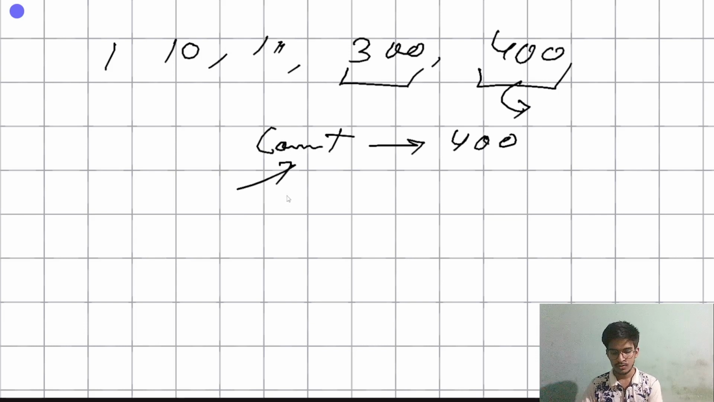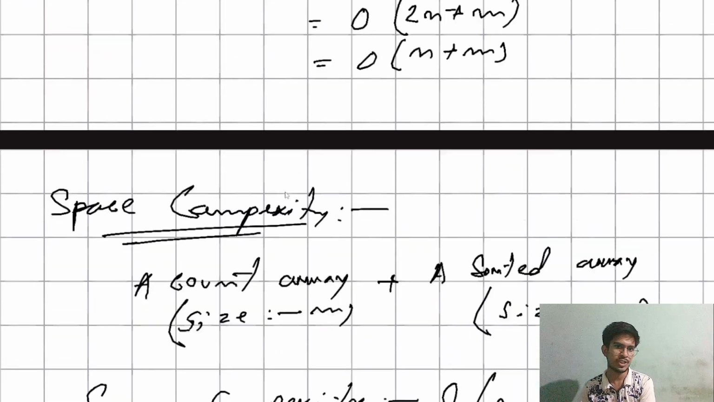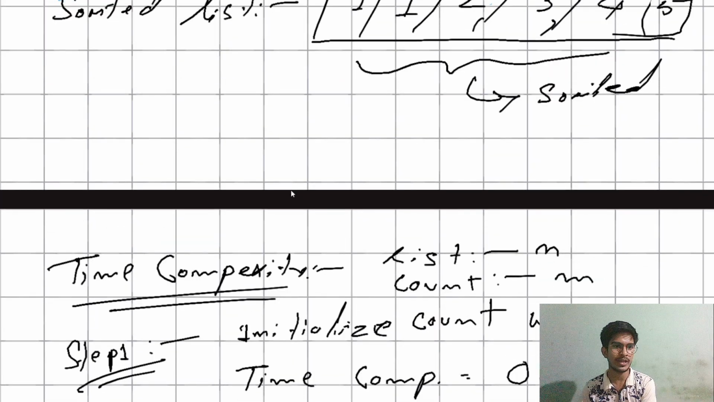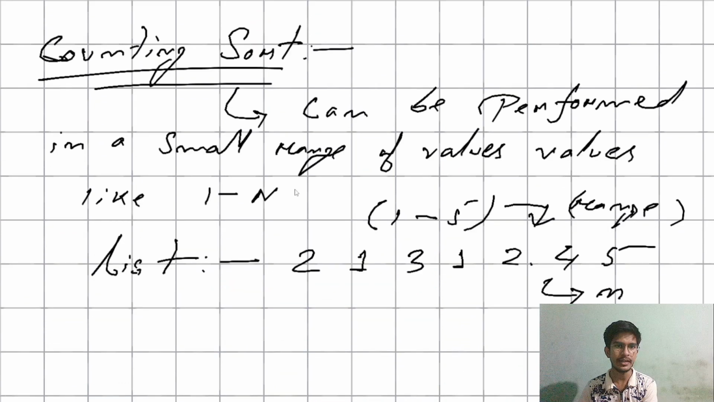Okay, so that's the explanation of the counting sort algorithm. I hope you understand it. Now let's jump into the code of counting sort. You'll understand counting sort better while you watch the code. So let's jump into that.